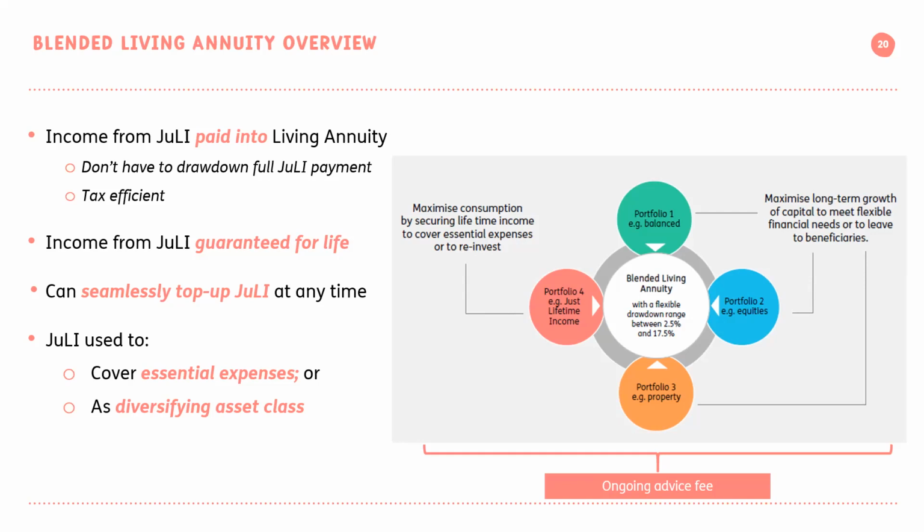So if the annuity rate is attractive and the client's on a low drawdown rate, that's another way of building up the capital in that living annuity, creating a high legacy benefit for your client. An important point just to emphasize here is the solution has been approved by the regulator.